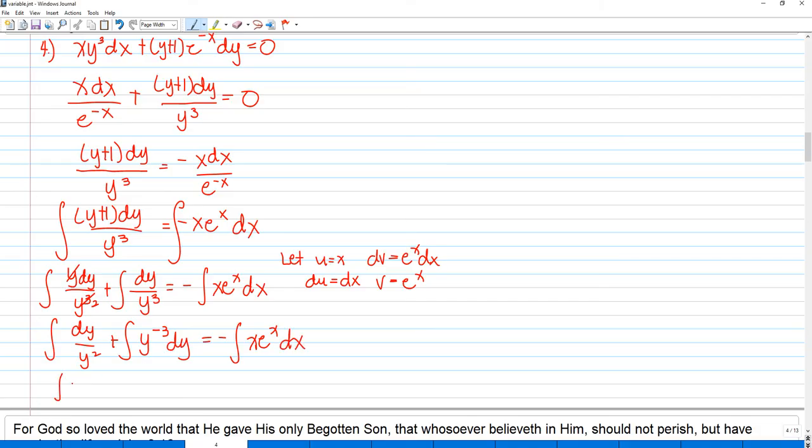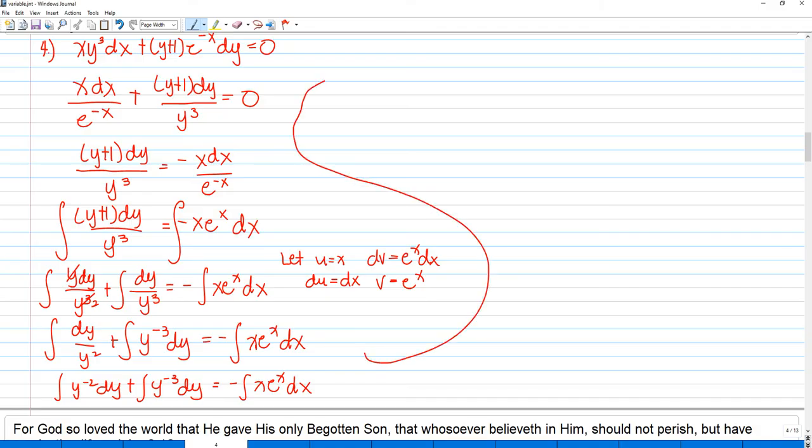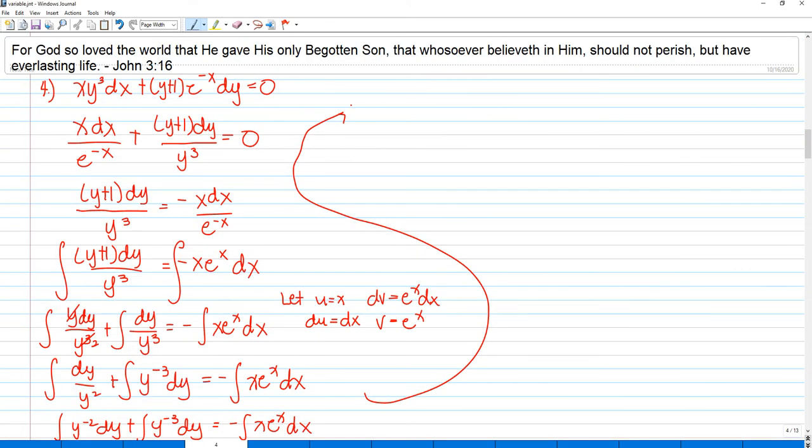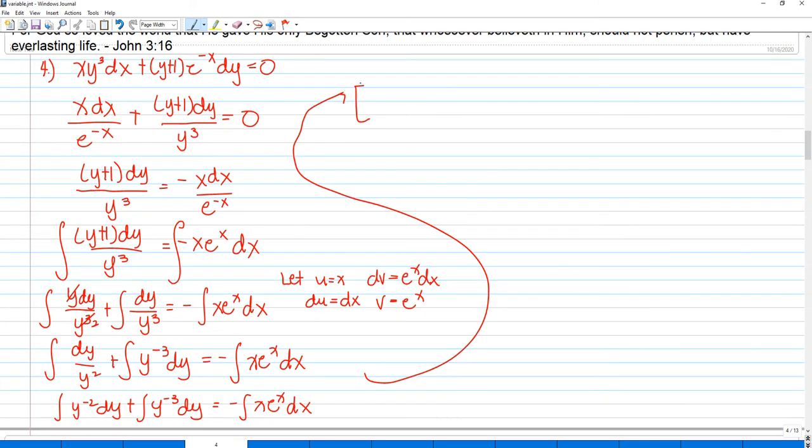So, we can rewrite this as the integral of y raised to negative 2 dy plus the integral of y raised to negative 3 dy, and of course negative the integral of x e raised to x dx. Shall we continue on this side? If we integrate y raised to negative 2, that would become y raised to negative 1 all over negative 1. Then if we integrate y raised to negative 3, that would be y raised to negative 2 all over negative 2. I would like to add the plus c here on the left side.